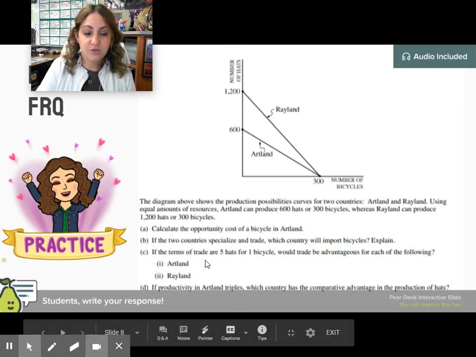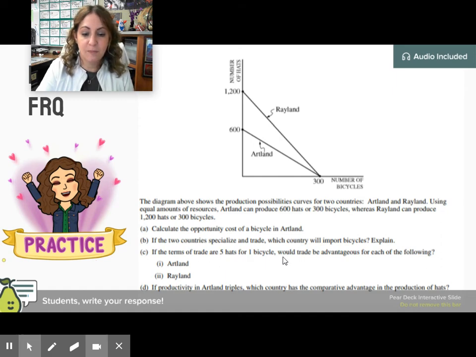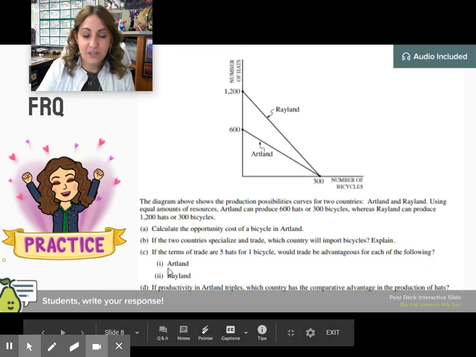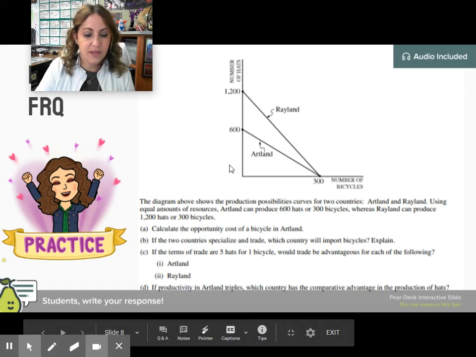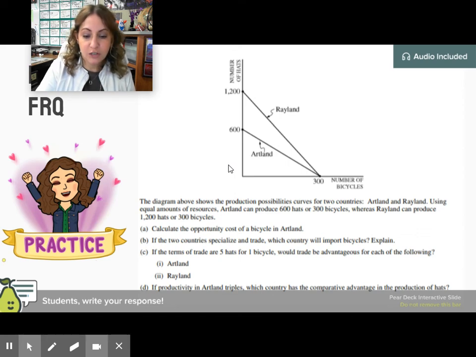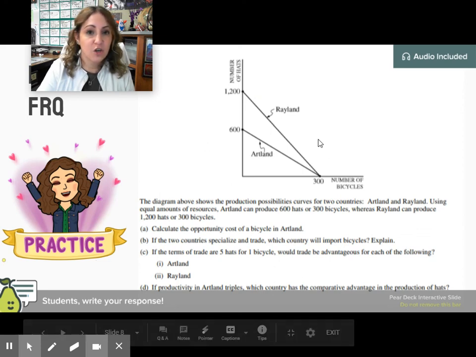C, if the terms of trade, okay, here's that thing that we talked about. If the terms of trade are 5 hats for 1 bicycle, would it be advantageous for each of the following? Would it be advantageous for Artland? Like, is he going to like this trade agreement? Is this advantageous for Raylan? Is he going to like this trade agreement? And last but not least, if the productivity in Artland triples, which country has a comparative advantage in the production of hats? So here is an example FRQ.